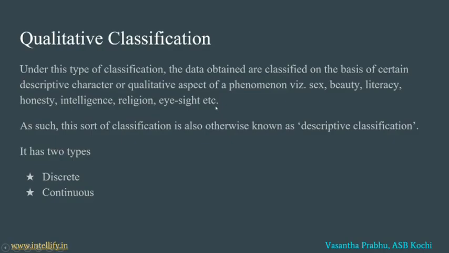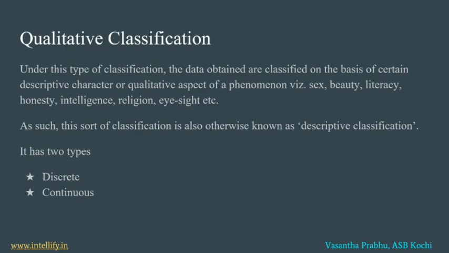So what we will do in qualitative classification is we will classify the data based on some characters. Sex means male and female, beauty means fair, white, black, brown, like that. Then literacy, based on level of literacy, and honesty, whether honest or not. Some examples have been given. As such, this sort of classification is also known as descriptive classification, because it is purely based on some descriptive characters. It is nothing other than that.